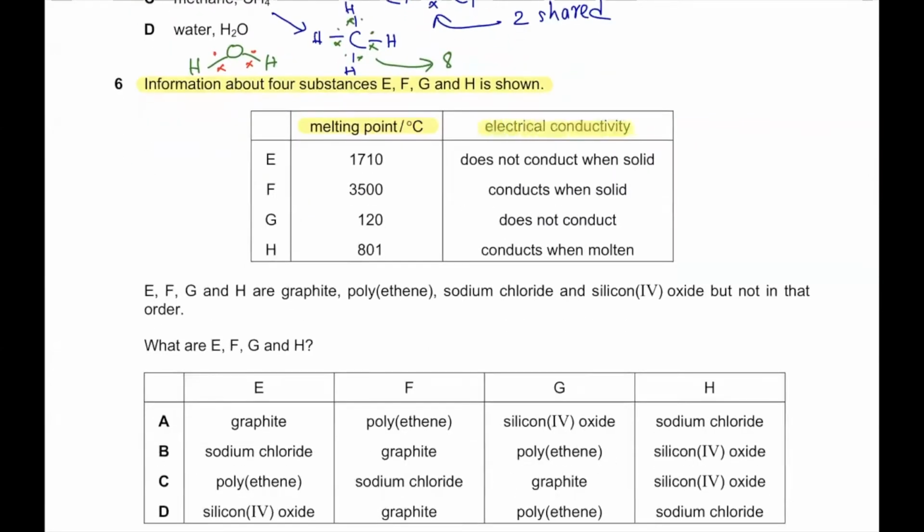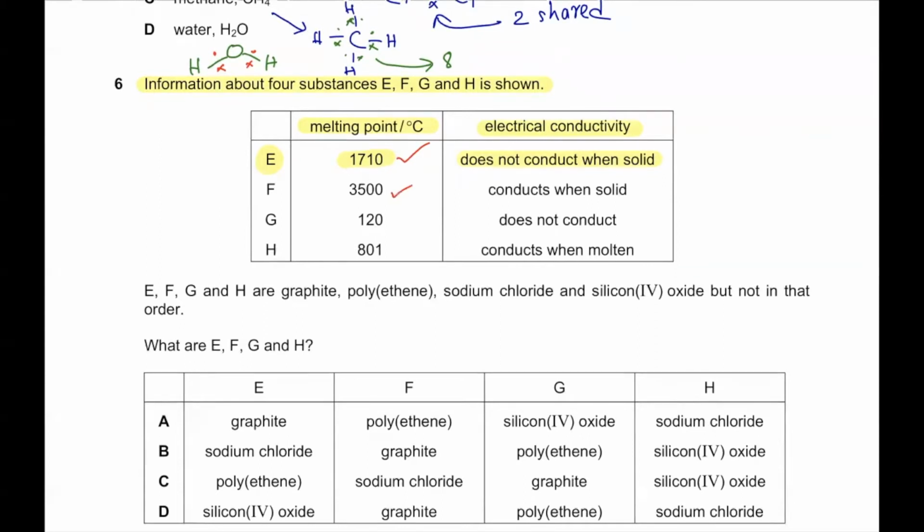All right. And electrical conductivity. So E, 1710, does not conduct when solid. So if this particular substance does not conduct when it is solid, it definitely cannot be a metal. So not a metal, we can say that. But it has a very high melting point, so we must take that into consideration as well.